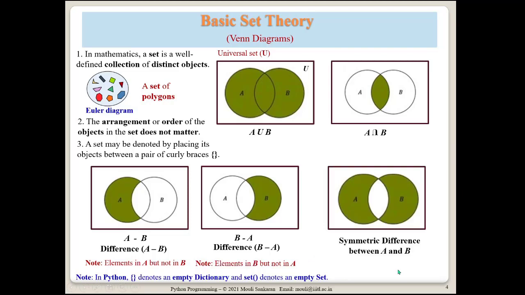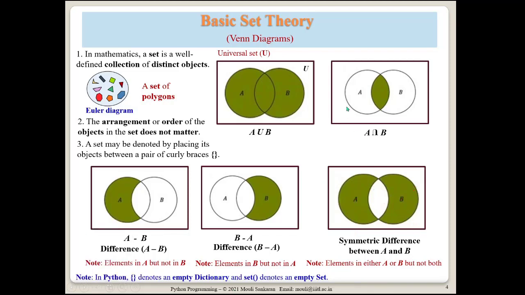And this is the symmetric difference between A and B: elements in either A or B but not both. So here we are referring to the elements which are shaded, the elements which are in A or B but not in both. Okay, this intersection is removed. So universal set U minus A intersection B is the symmetric difference.